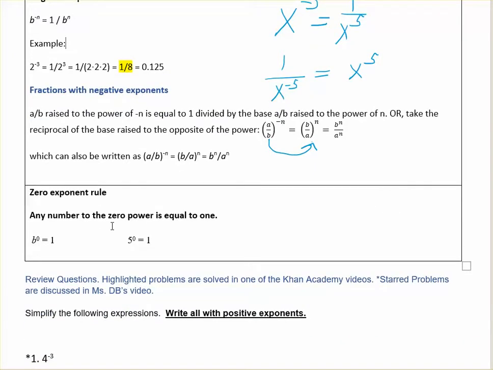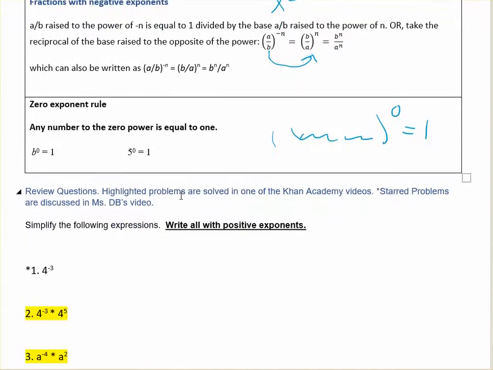The zero exponent rule is really simple. It's any number to the 0 power is equal to 1. Whether it's a variable or a number to the 0 power, it's equal to 1. Even if you have lots of stuff to the 0 power, it's equal to 1. Like 5x to the 6th times 7x to the negative 4th. If it's to the 0 power, it's all equal to 1.